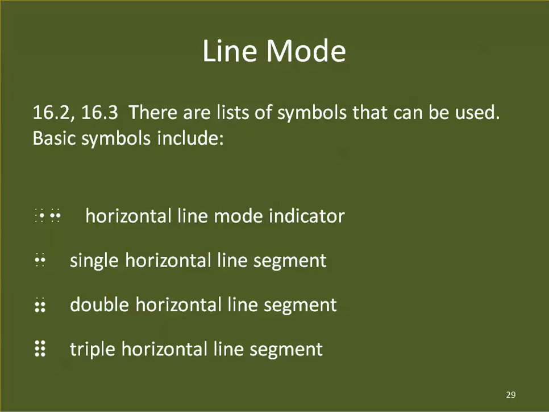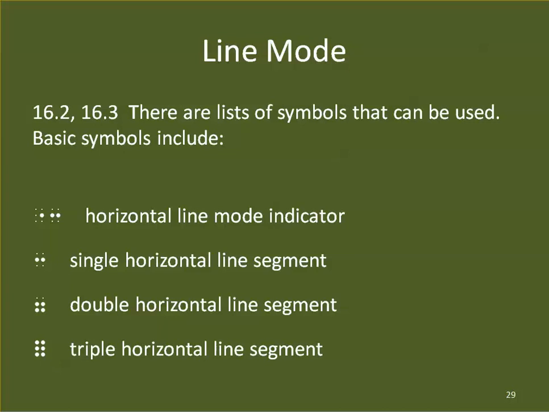There are a whole bunch of symbols that are used in line mode. I've just picked out a few of the basic ones to put on this screen just to introduce you to them. Basic symbols would be the horizontal line mode indicator. So every horizontal line in line mode starts with dot 5 and then a cell of dots 2-5, and after that it tells you what kind of horizontal line it is. But the line mode itself is started with dot 5 and then dots 2-5.